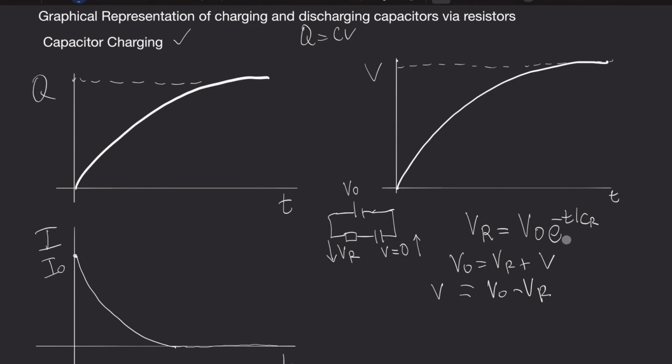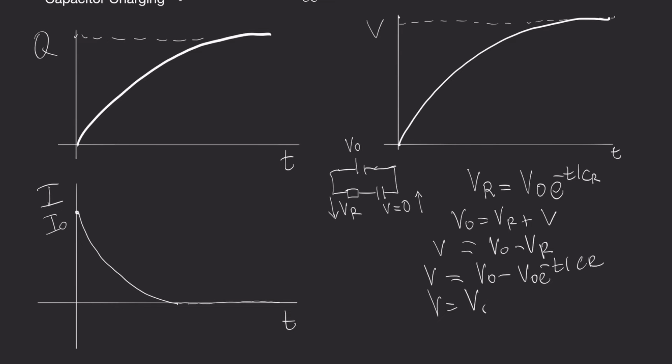But hang on a minute, we've said that VR is equal to V naught e to the minus t over CR, and this right here means that V is going to be equal to V naught take away V naught e to the minus t over CR, and we could just factorize a factor of V naught, and we get V is equal to V naught (1 minus e to the minus t over CR). And this is the equation for a charging capacitor.